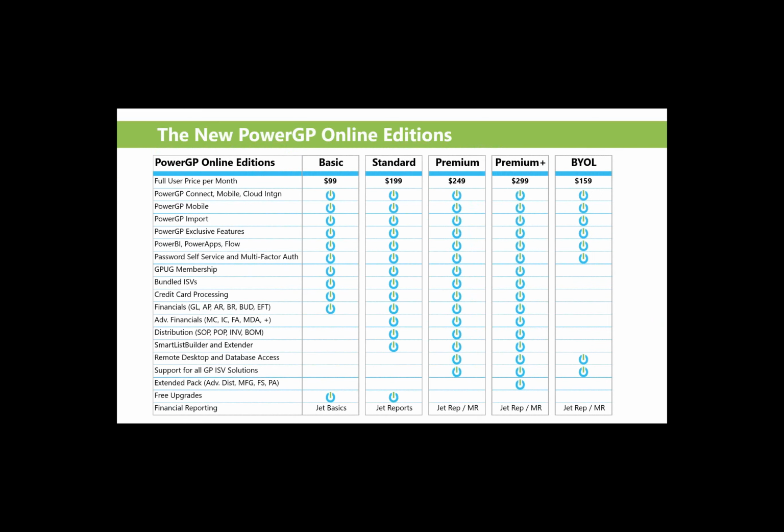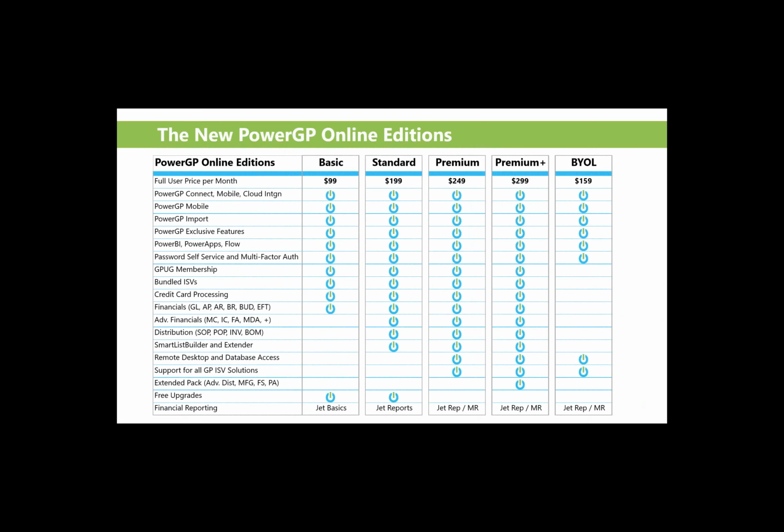Okay, so next, for some of you, it won't make sense to go to these subscription licenses. Depending on when you bought, the price point, your list price and your yearly maintenance, it may not make a lot of sense for you to move. So that's why we offer a bring your own license plan. You still get the PowerGP Connect and mobile and import and all of that cool functionality. So you still get all of the stuff that we've built, but everything else you have to bring with you.